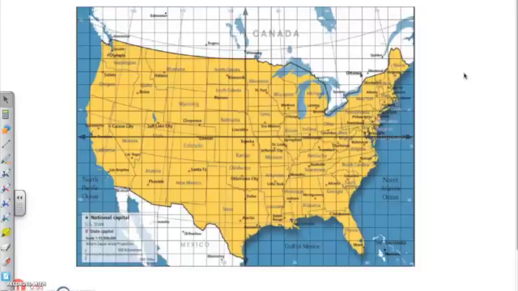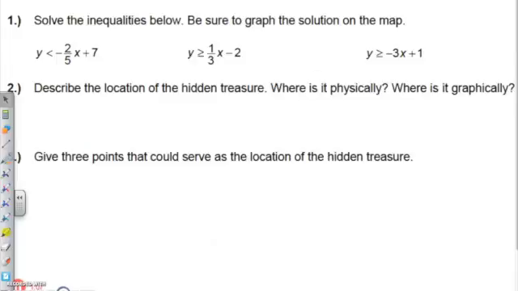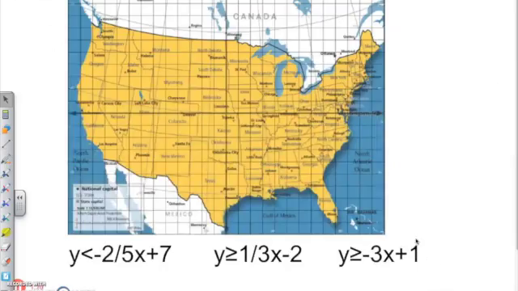So, what we are going to do is conduct an activity to hunt for a treasure buried somewhere on the map. We are going to be given a system of inequalities, and we're going to be asked to graph the solution on the map. And our treasure is going to be somewhere within the solution of all three of these inequalities. So I'm going to go back to the map, and I'm going to graph these three inequalities.